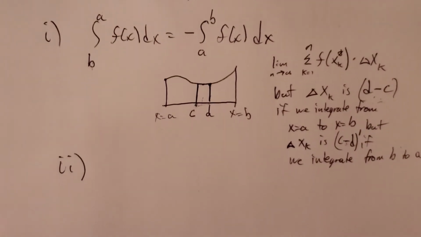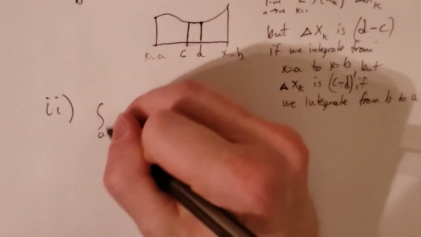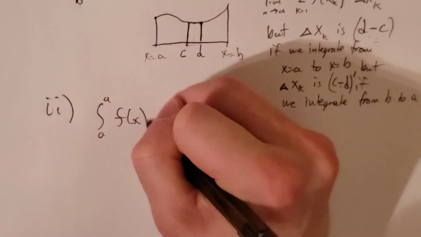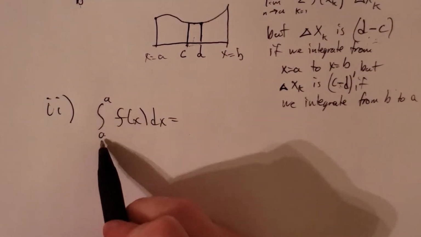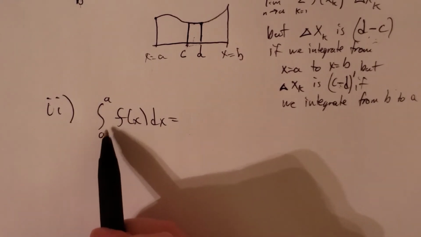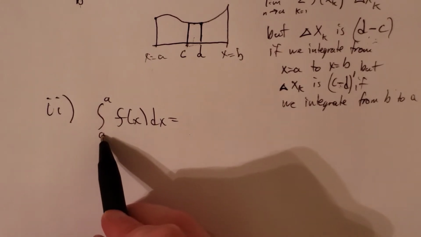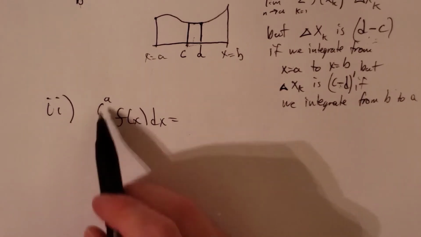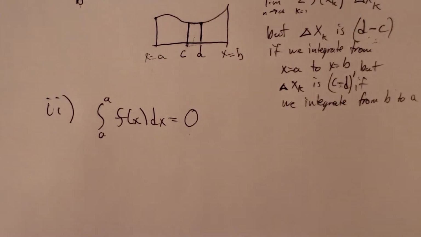All right. Let's look at several more. Well, what about the integral from a to a of f of x dx? What is this? Well, this is the width of our region that we're trying to find the area of. Here we go from a to a, so that means there's no width. If there's no width, that means the area is 0.